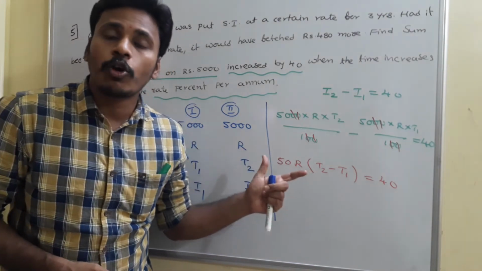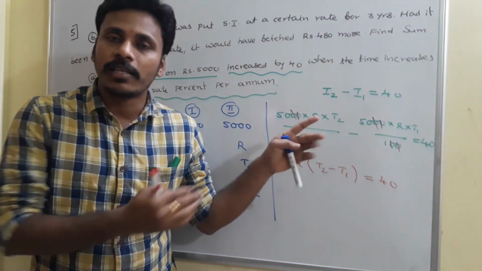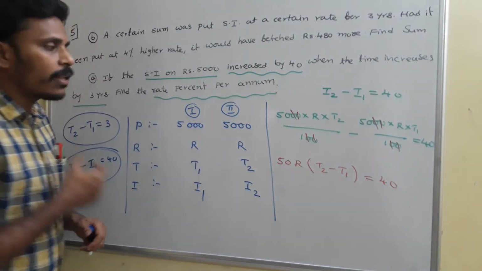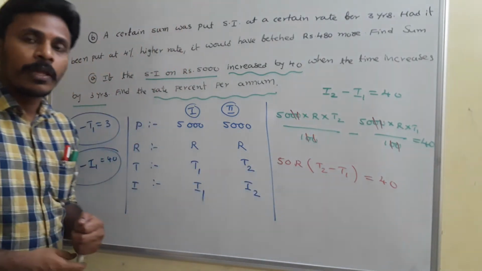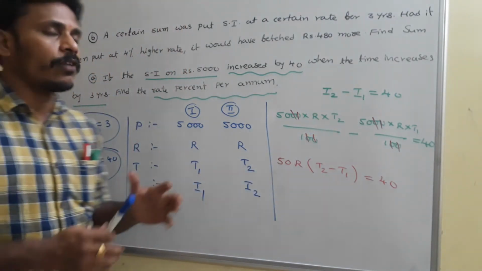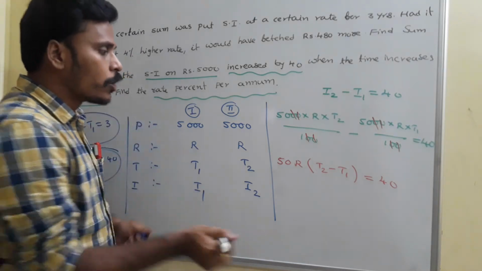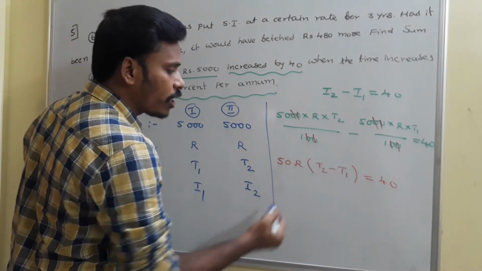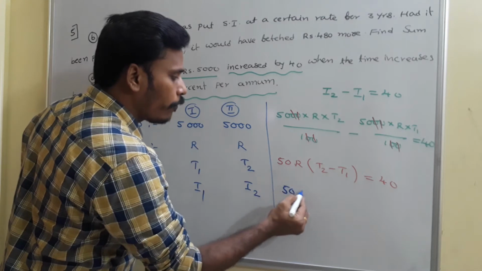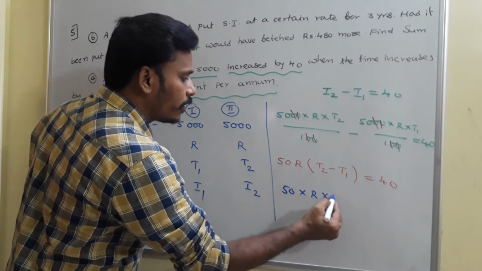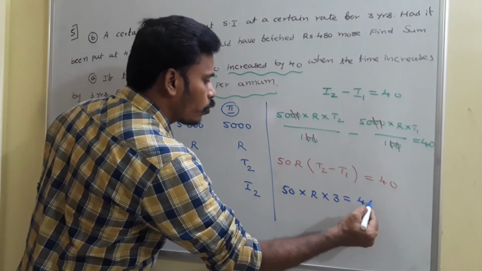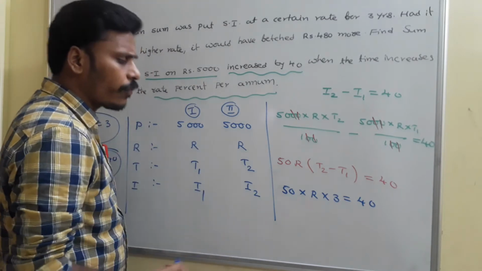Since 50 times r is common in both the cases, I just picked it out, and in the bracket I have t2 minus t1. But as per the problem, the difference between the times is given as 3 years. So you need to replace this t2 minus t1 with 3 years. So 50 into r into 3 is equal to 40. And that's what we need to simplify.